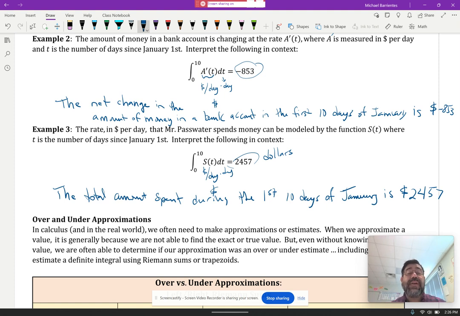So two examples of how, depending on the context of the situation, when we find the definite integral, we could be finding a net change amount, or we could be finding a total amount, depending on the behavior of the function.